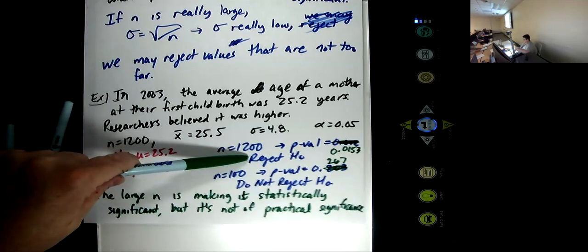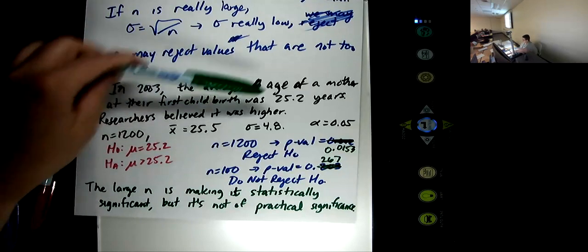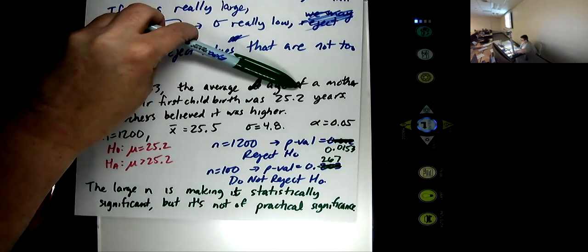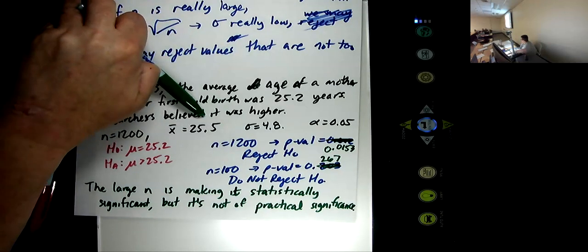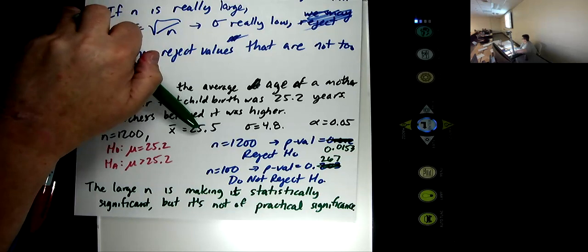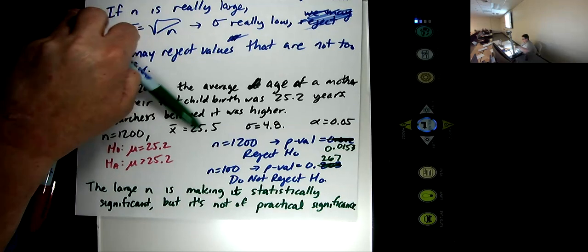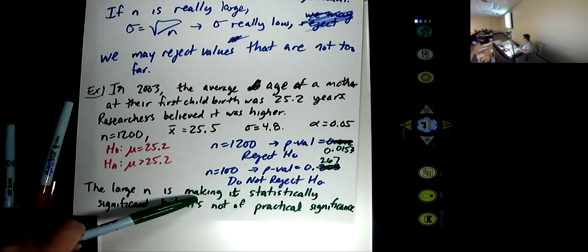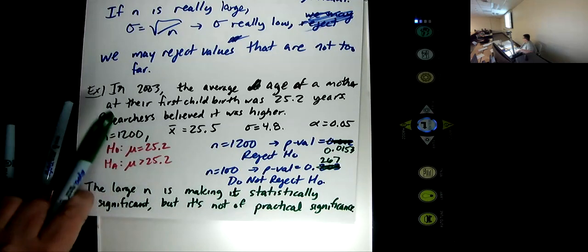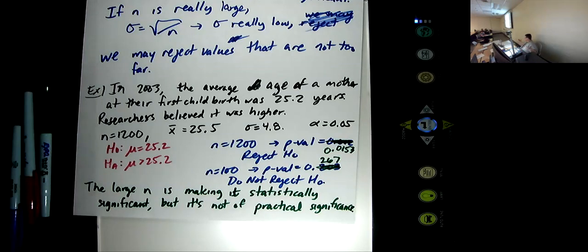Here we reject it because n is large. Here we don't because n is not that large. Look at the actual ages, though. 25.2 years versus 25.5. Can you tell the difference between someone that is 25 years old and 3 months and 25 years old and maybe 5 months? No, there's no practical significance to this whatsoever. But since n was large enough, it says it's statistically significant. So that's something to keep in mind, that while it may show significance, it sometimes really isn't in the big picture.